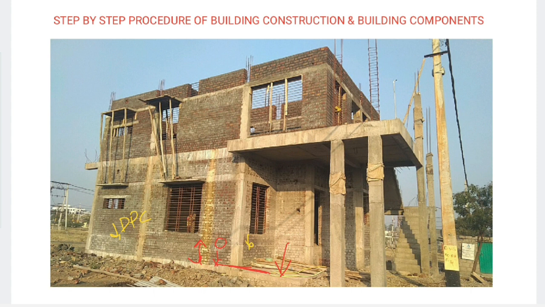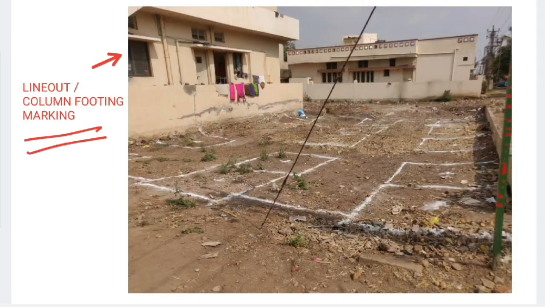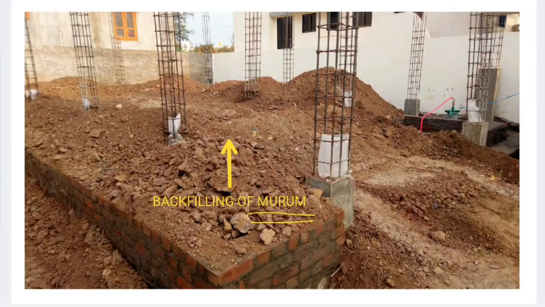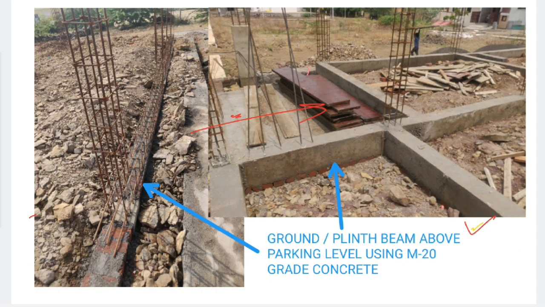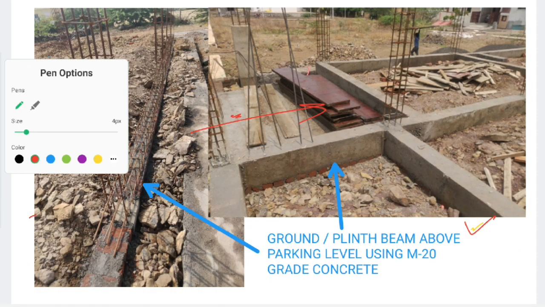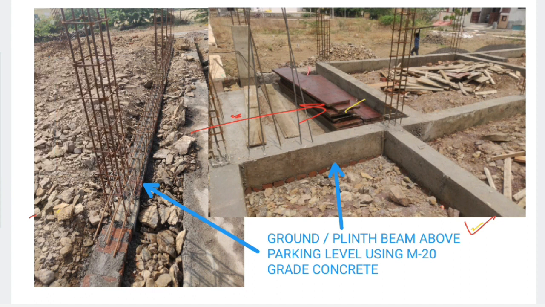Sometimes it may obstruct here. If I provide a beam at this location, it will obstruct the entry at this location. That's why we have provided beams at the level of the parking. Whereas here in this figure, the plinth beam or ground beam is provided above the parking level.